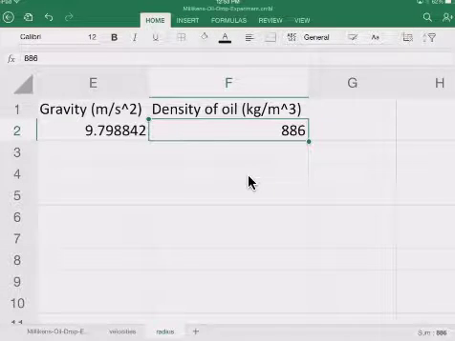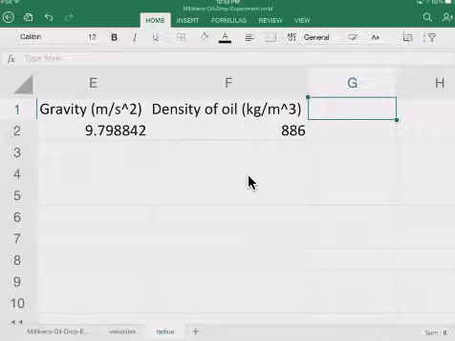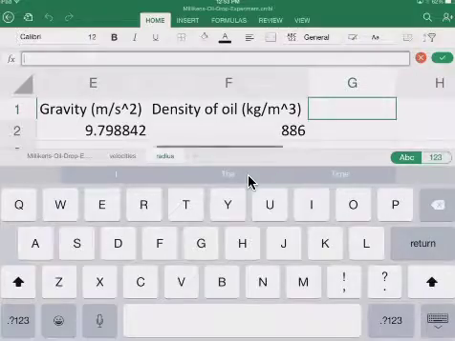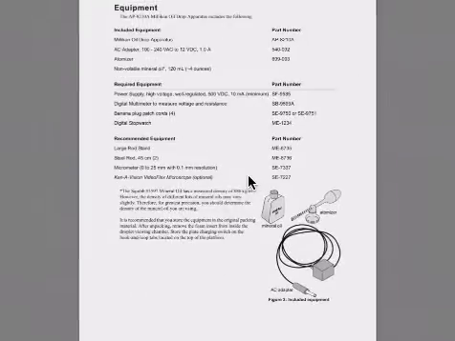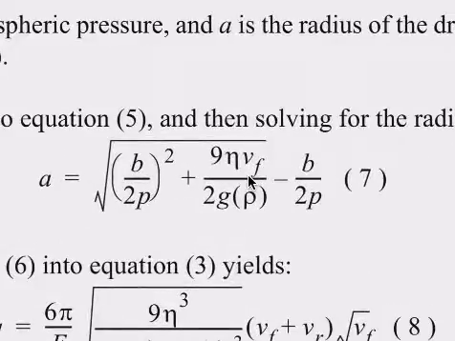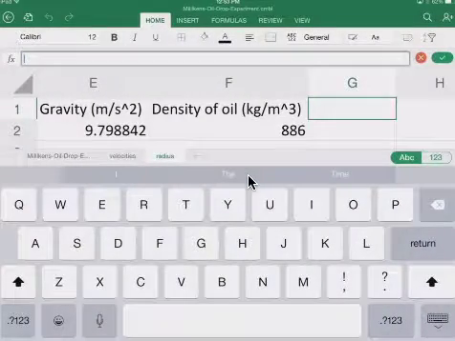Okay, so the very next video is this. We're going to now calculate our radius. Instead of trying to do everything at one time, I'll make this a bit smaller here. We know that our radius is somewhat formidable, but we're just going to take this bit by bit. We're going to do b over 2p, and then b over 2p squared, and then the other part, 9 times eta times the fall velocity over 2 times gravity times the density of oil. And then we can put it all back together. So let's approach it like that.